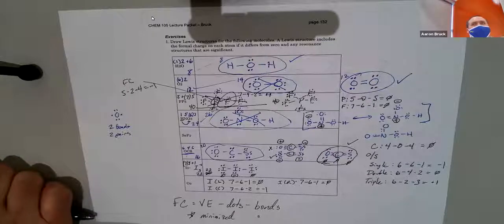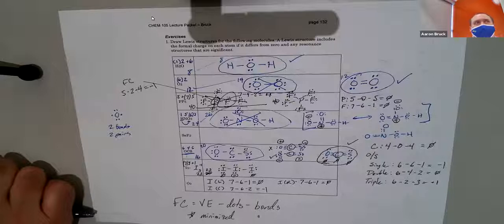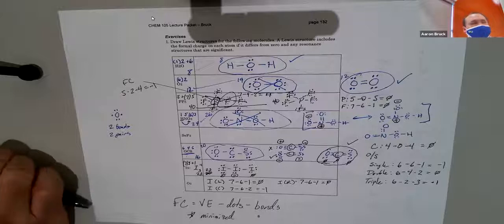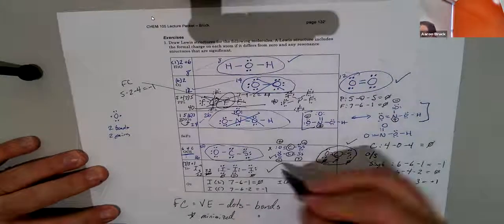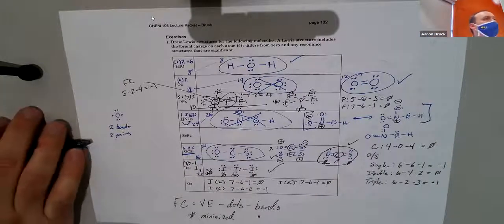Okay, Aaliyah's made a really good point here. This is a charged particle. This is an ion. There's going to be formal charge somewhere. Remember, the sum of all the formal charges has to equal the charge of the species. So I've got to have a -1 net charge somewhere. It just happens to be on the center atom this time. So this is okay. In fact, this is exactly what we want.